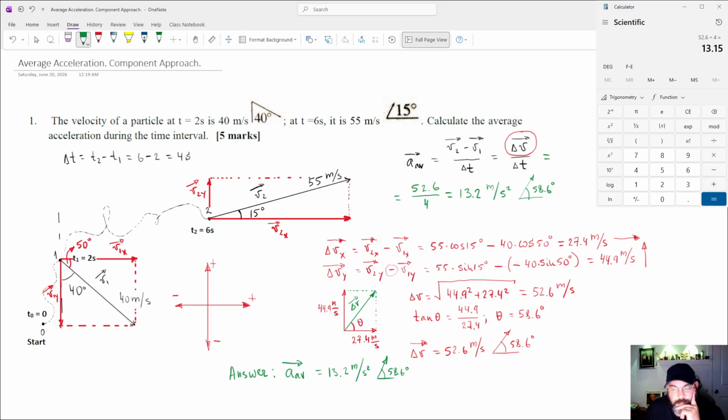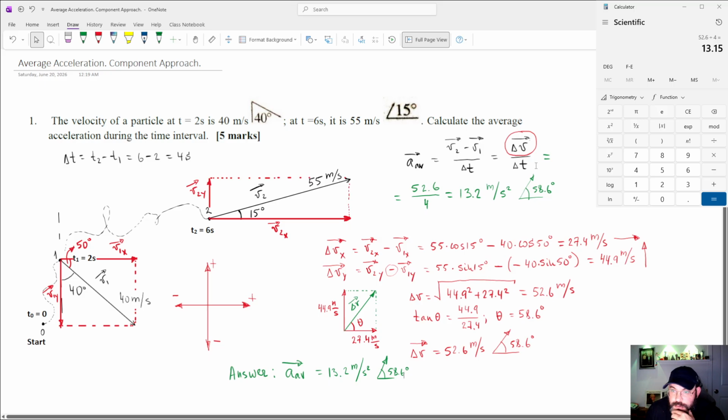As you can see, it's about the same in terms of labor. Some people like to use the component method, and some people like to use the geometrical method. I would say it's about the same amount of work.